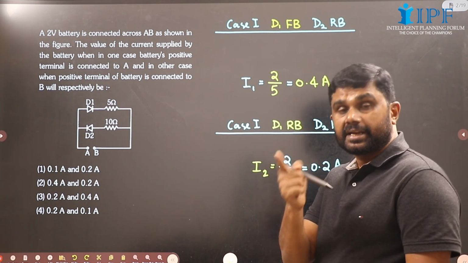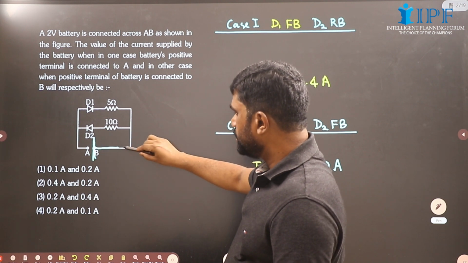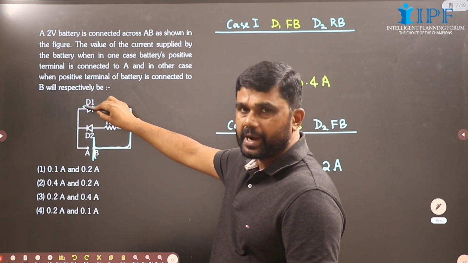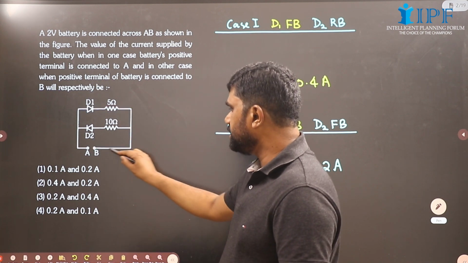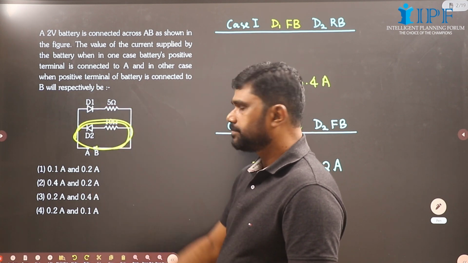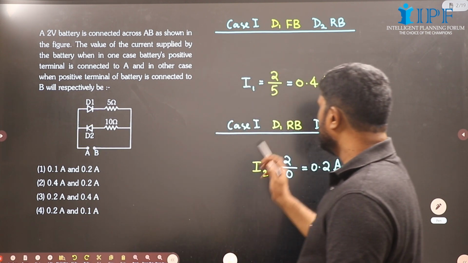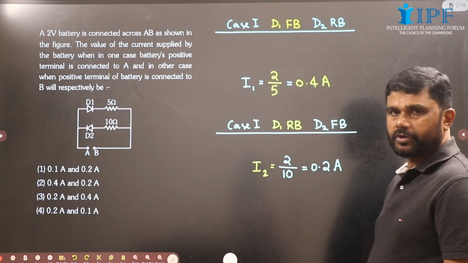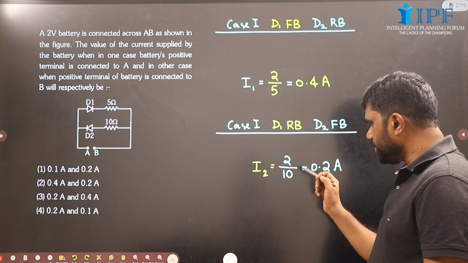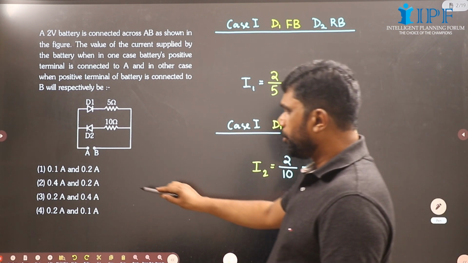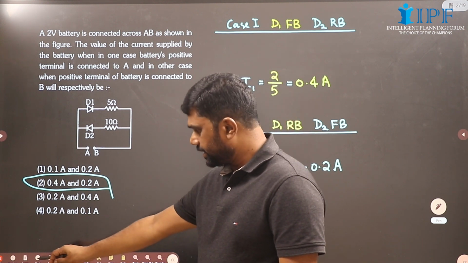Now when the cell is connected the other way, means positive pole to this point, there won't be current through this branch, so this 5 ohm resistance won't come in the circuit. See, current will be like this. D2 will be forward biased and D1 will be reverse biased. See, D1 reverse biased, D2 forward biased. Okay, there will be 10 ohm resistance in the circuit, current will be 2 by 10, 0.2 ampere. So 0.4 ampere in the first case and 0.2 ampere in the second case.